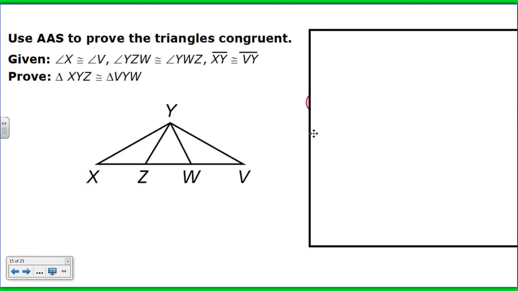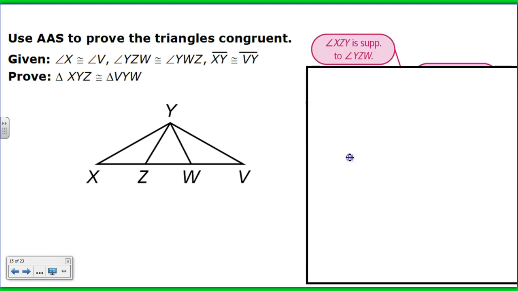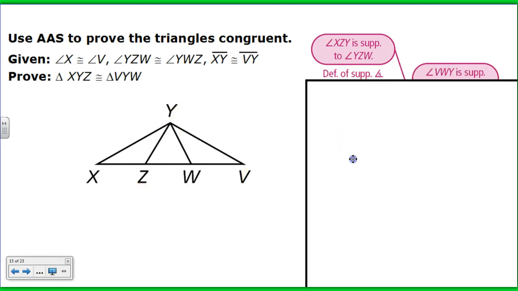Let's use AAS to prove the triangles congruent. So we'll start with given. We have angle ZY is supplementary to angle YZW. Okay, they form a linear pair, don't they?